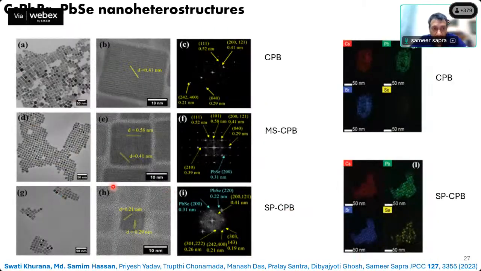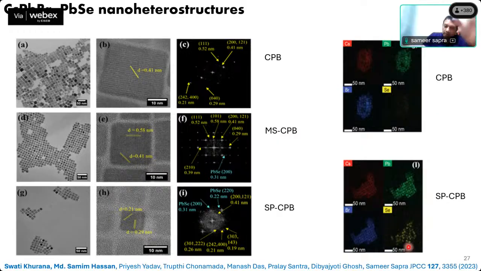And the moment she put cesium oleate, then without lead selenide, of course, without selenium, you just get cesium lead bromide, CPB. With some molybdenum selenide, you get cesium lead bromide, but there are small amounts of selenium there. And with the selenium precursor, you get larger amounts of selenium. In fact, you can look at these. You see, this is your selenium. There's no selenium over there.